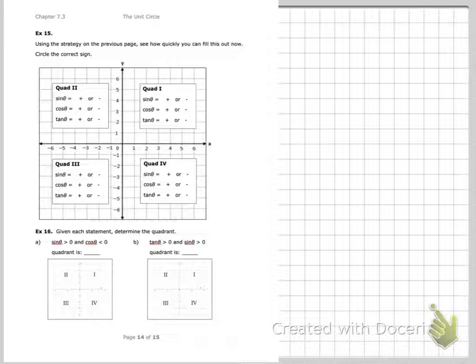in our unit circle, quadrant 1, the sine is positive, the cosine is positive, the tangent is positive. In quadrant 2, the sine is positive, the cosine is negative, the tangent is negative. In quadrant 3, the sine is negative, the cosine is negative. That makes a positive tangent. And in quadrant 4, the sine is negative, the cosine is positive, our tangent is negative.